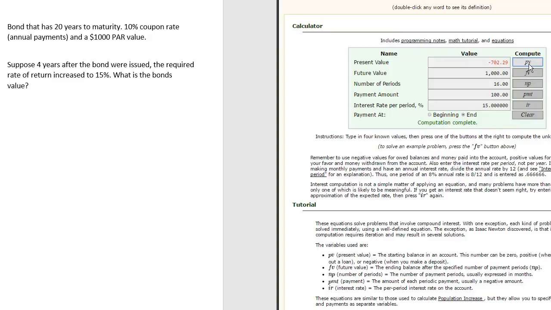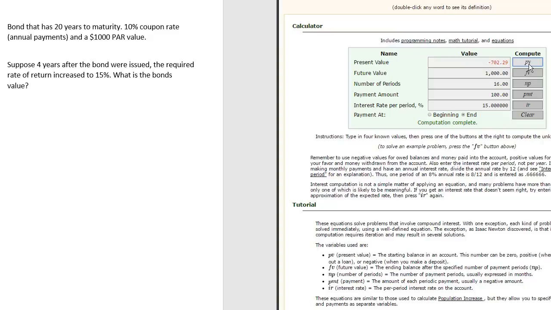Boom. So you can see here that the value of the bond would be $702.29. And it is indeed selling at a discount because the required rate of return in the market for similar investments is 15%. Why would you want to buy a 10% dog, right? It's 10%. I can go get 15% in a second. Well, make it more attractive for me.